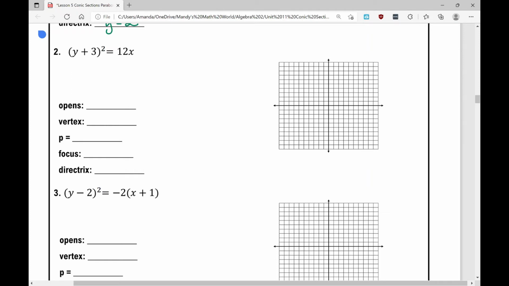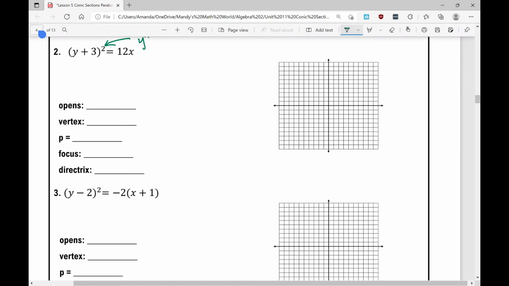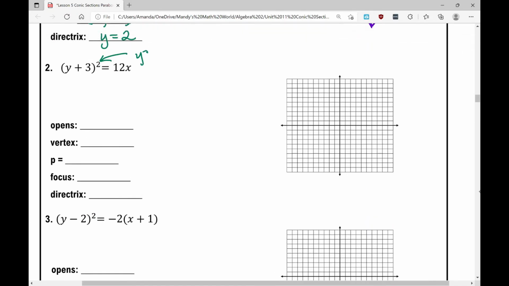So in example number 2, let's first focus on how is this parabola going to open? Is it going to open vertically or horizontally? Since the y is squared, I know that it's going to open horizontally. Y is squared, so it opens horizontally.